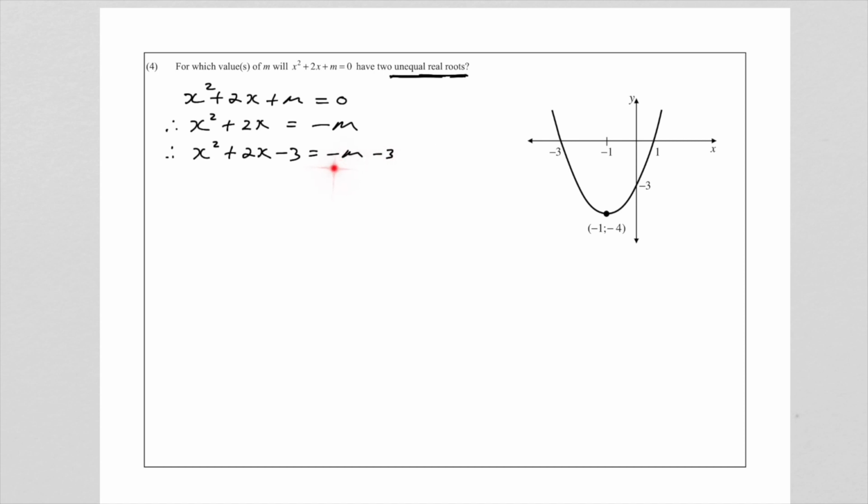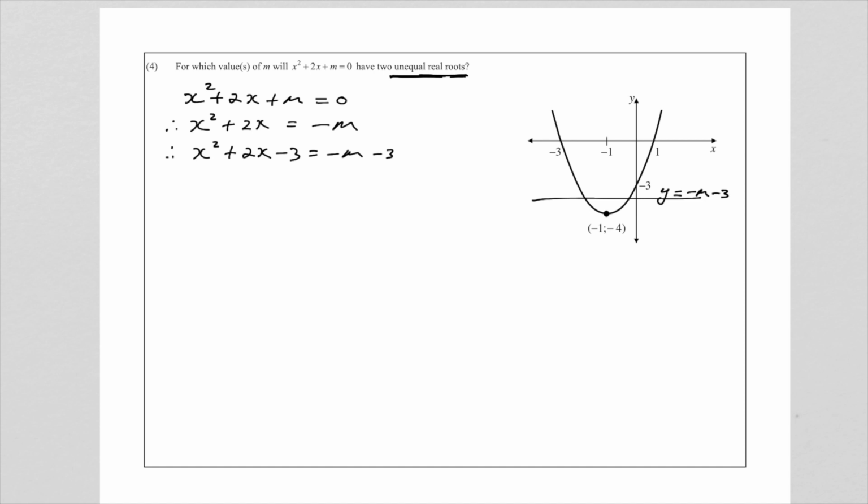So we're going to do it exactly the same way. We just need to determine where we're going to draw our line. And this line will be y equal to minus m minus 3. And we're going to draw the line above the turning point. And the reason for that is because the roots must be unequal, two unequal roots. So that means that the equation of this line is y equal to minus m minus 3 for the unequal roots. So now we can write down our answer.